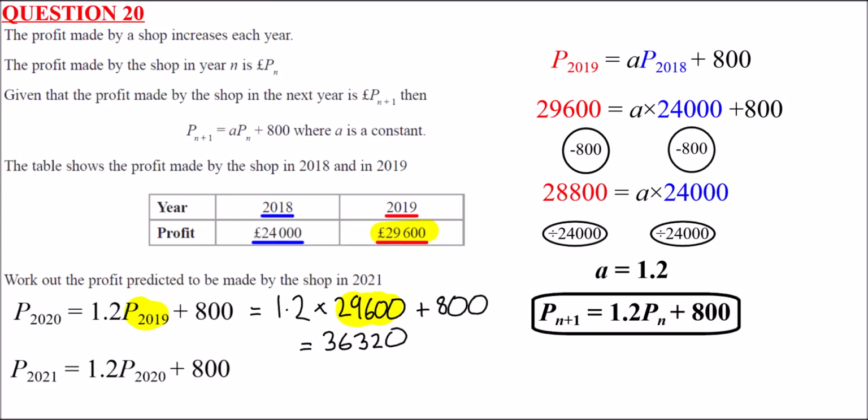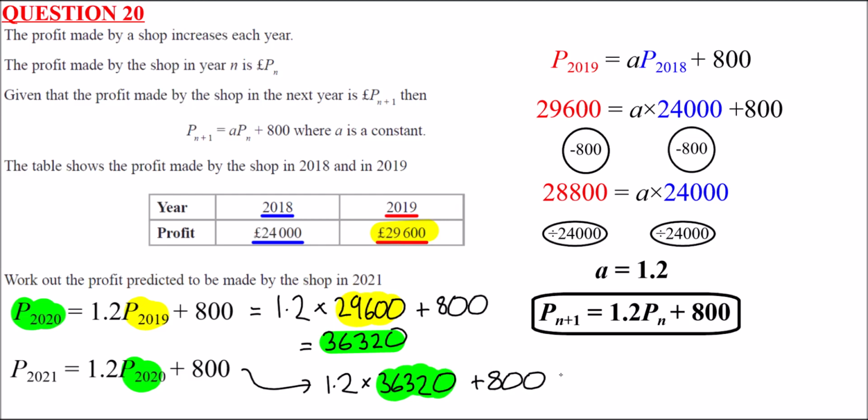Now we use this value here, because that's the value in 2020 we just worked out, then substitute that one in to the formula one more time. So therefore the profit in 2021, which is what we're trying to find eventually, is going to be 1.2 multiplied by the profit in the year before, 2020, which we worked out in the previous step, 36,320. Then we're going to add on to that the obligatory 800, because the formula is always plus 800 at the end, no matter what. So one more use of a calculator, and then we're finally done.